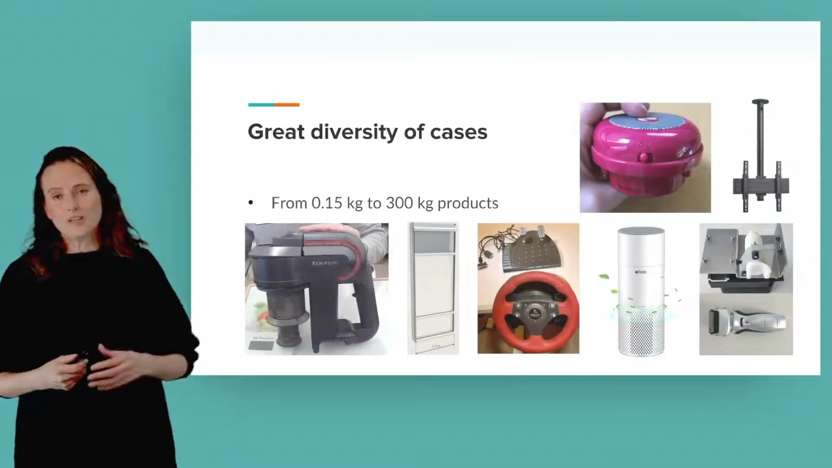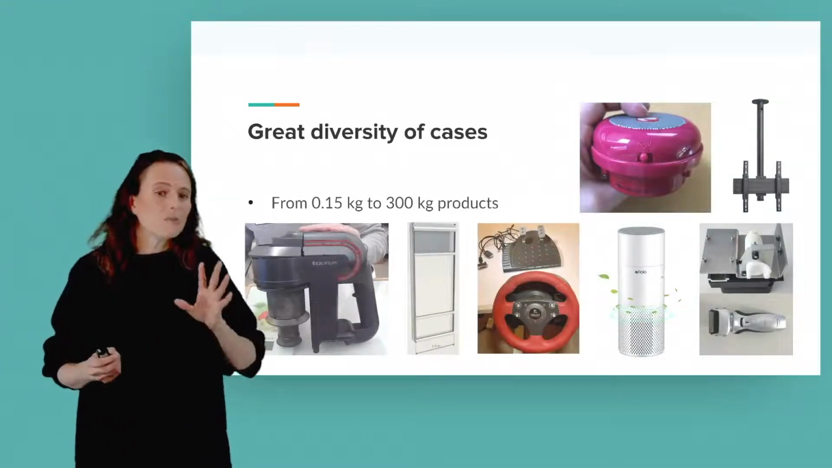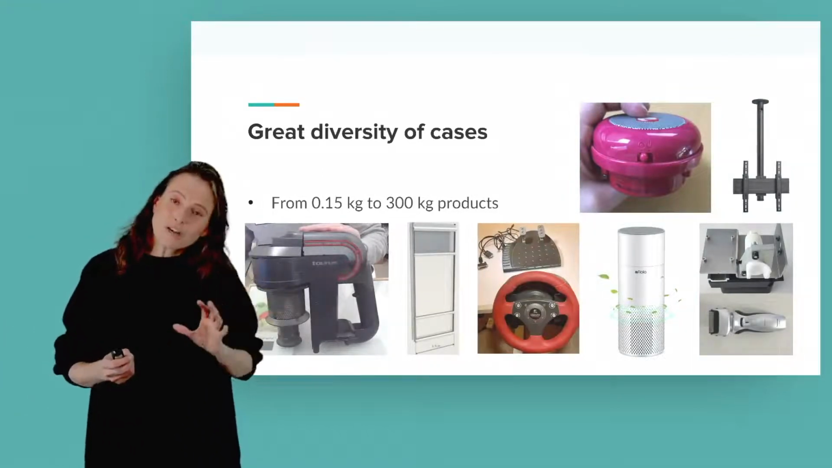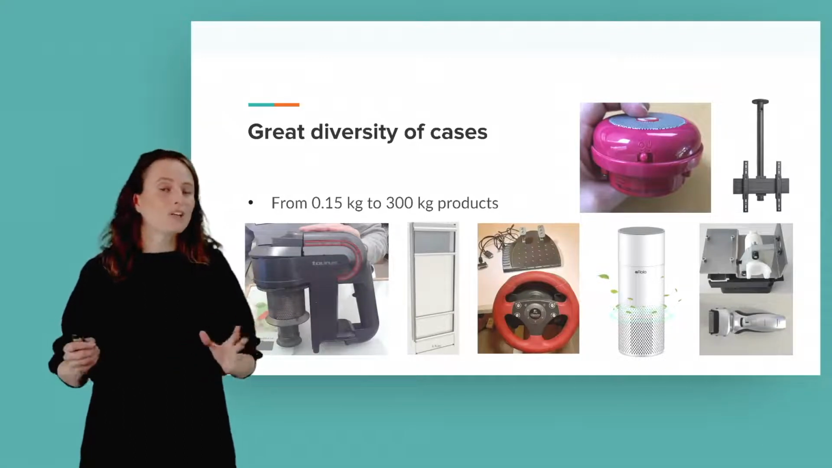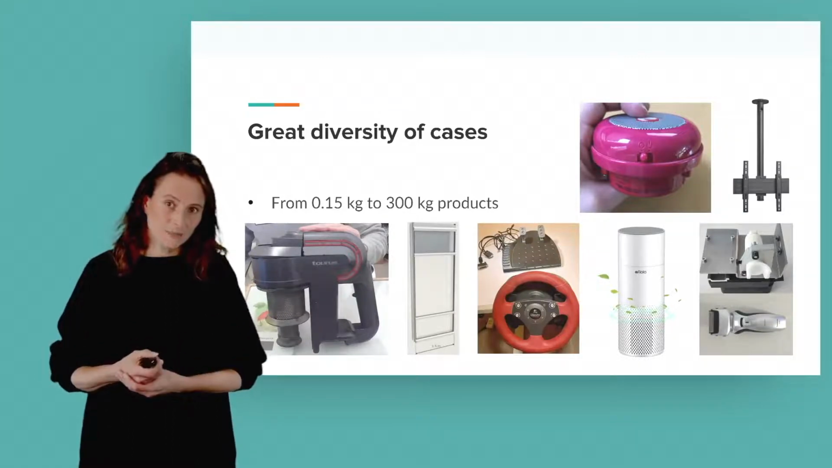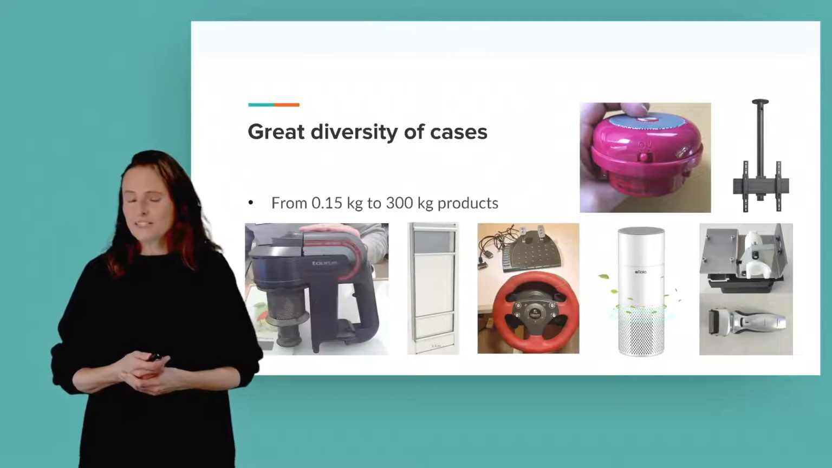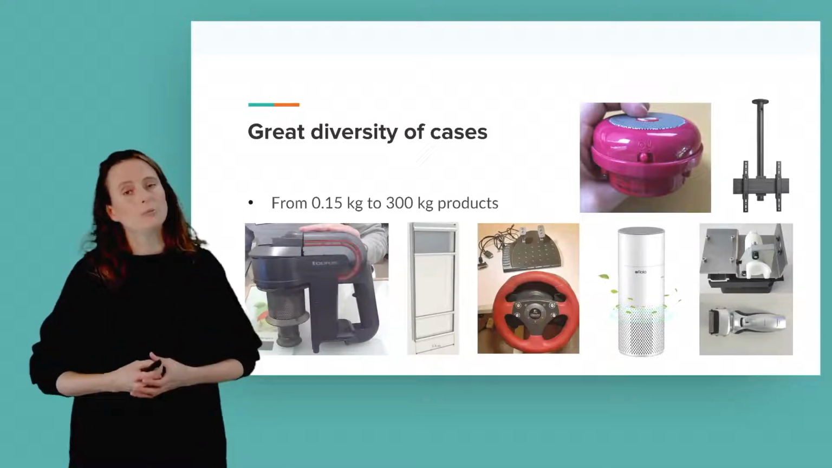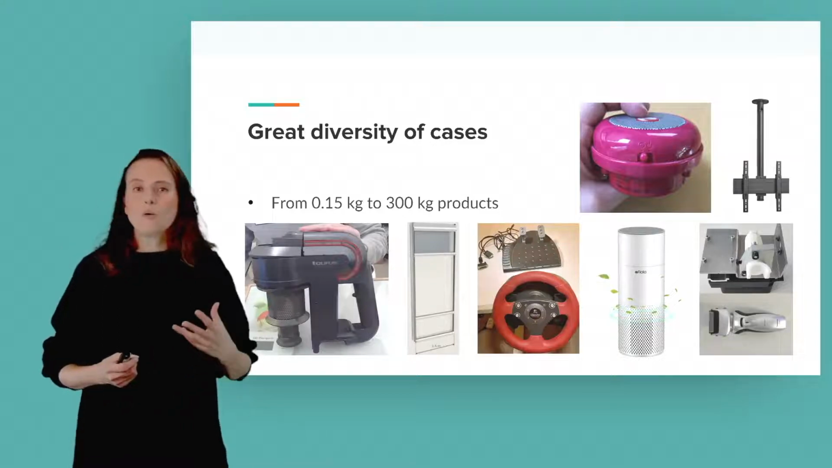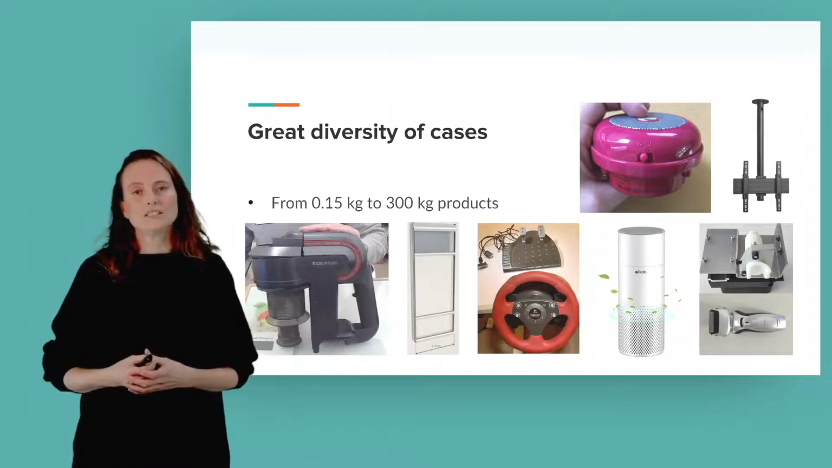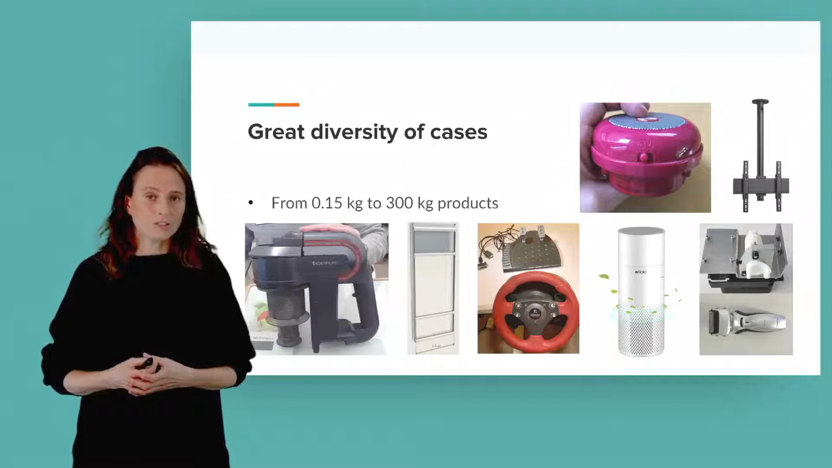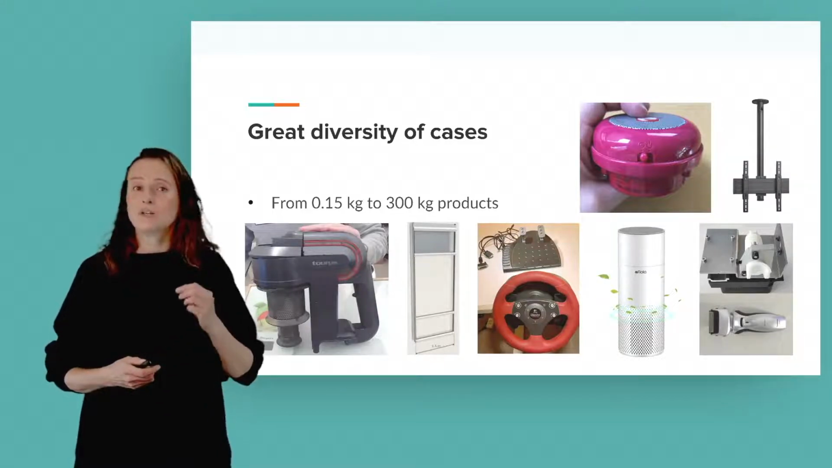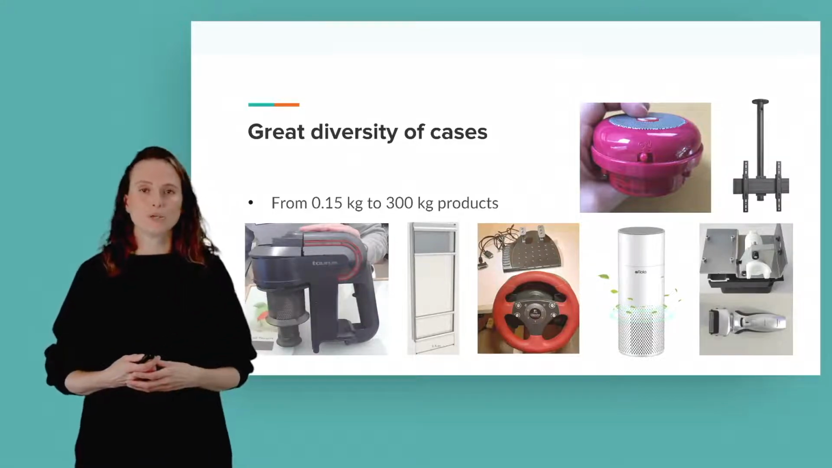First, an overview of the cases, ranging from 150 grams for a shaver up to 300 kilograms for a facade element. So quite a diversity. We also advise you to take a look at the other examples on the Miro board to see what differences in results you get when analyzing different products. That's really nice to see. And also please comment on each other's work. That will really enhance your learning.